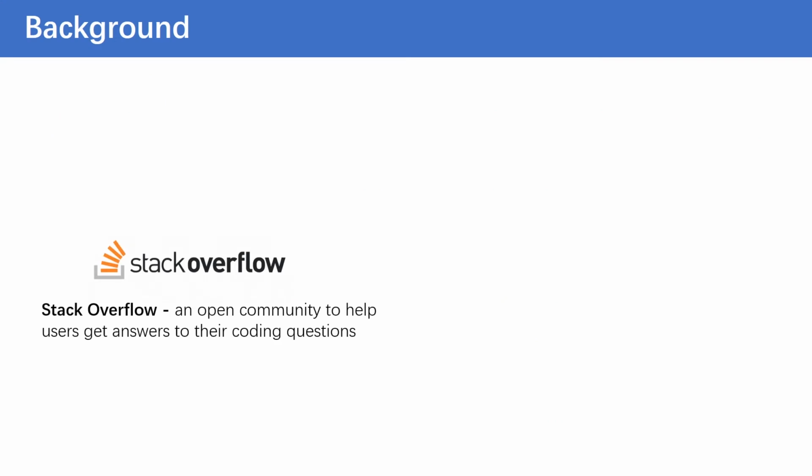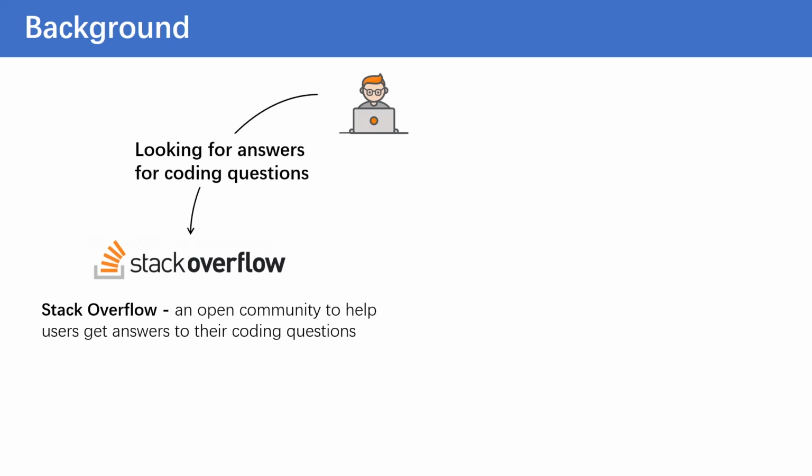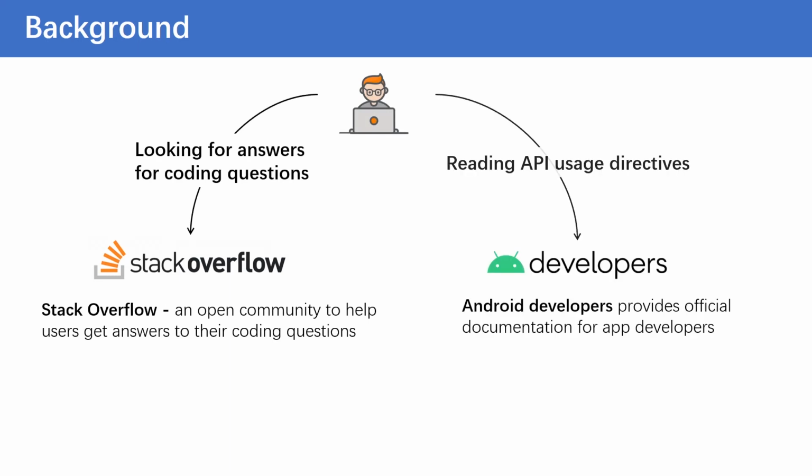As we know, Stack Overflow is an open community to help users get answers to their coding questions. Developers often look for answers from Stack Overflow. In addition, developers also read API usage directives from the Android developer official website. However, what is the relation between Stack Overflow and Android documentation? In this case, we would like to link Android documentation with Stack Overflow.